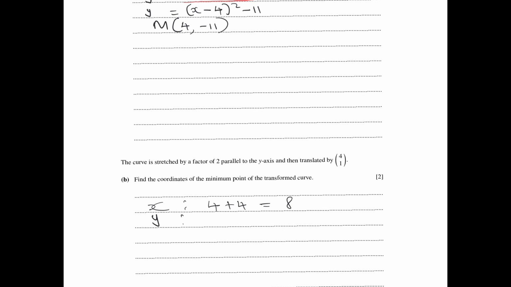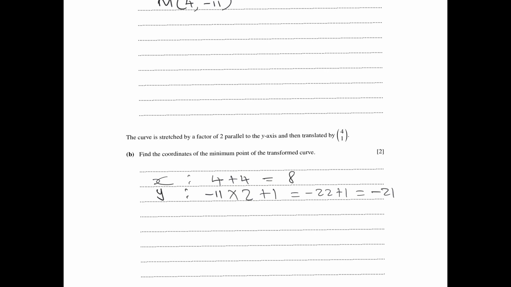And then the y coordinate, what are we having? Remember the original y coordinate is negative 11. But since it is stretched by a factor of 2 parallel to the y-axis, we are going to multiply that by 2. But that is not the only effect. It is also affected by translation, whereby there is a translation by 1 unit in the y direction. So we are going to have plus 1. So we have negative 22 plus 1 giving us negative 21. So the minimum point in that case becomes (8, negative 21). Quite easy.